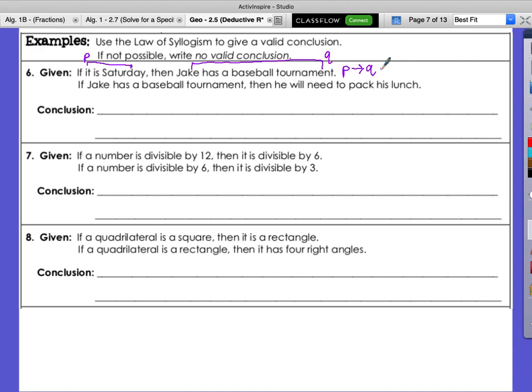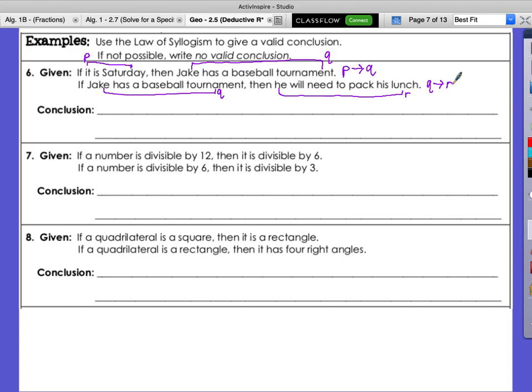Thank you. Okay. Then if we look at our second conditional statement, if Jake has a baseball tournament, have we seen Jake has a baseball tournament before? Yeah. And what did we call it? Q. So we're going to call it Q again. We're not going to change the name on us. Then he will need to pack his lunch. Have we seen he will need to pack his lunch yet? No. It's R. That's a new statement. Okay? So the second one goes if Q, then R.